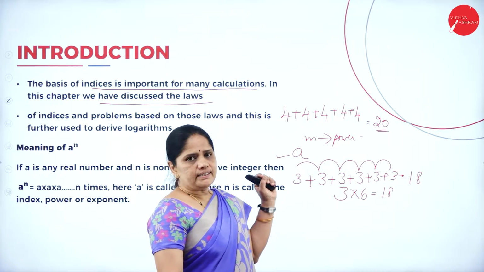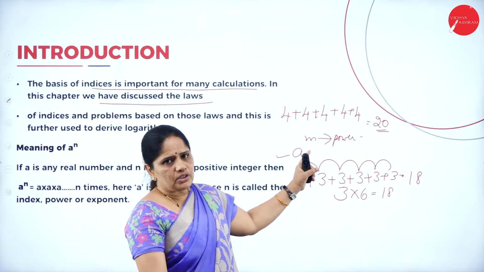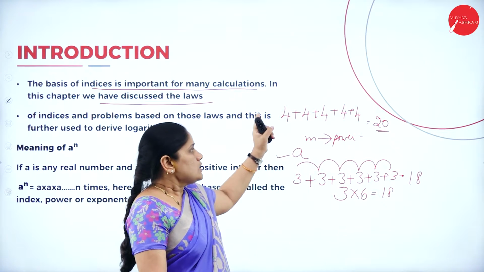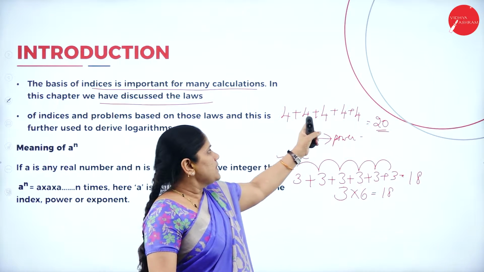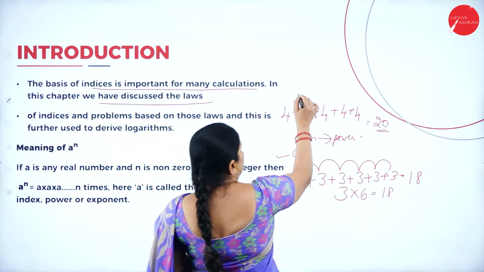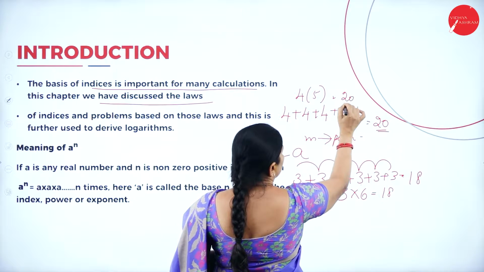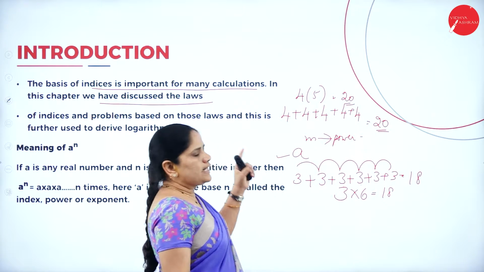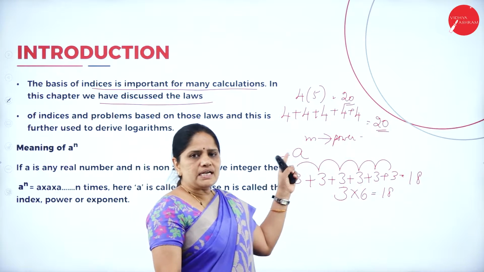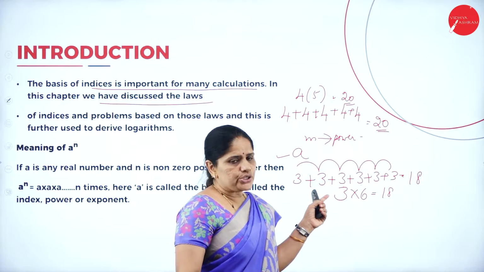Now, we have seen here that for repeated addition, the same result can be got through multiplication. So, if you are adding 4 plus 4 plus 4 plus 4 plus 4, in other words, you are writing 4 into 5, you are getting 20. So, the repeated addition, whatever result you are getting, that we can get through multiplication also.